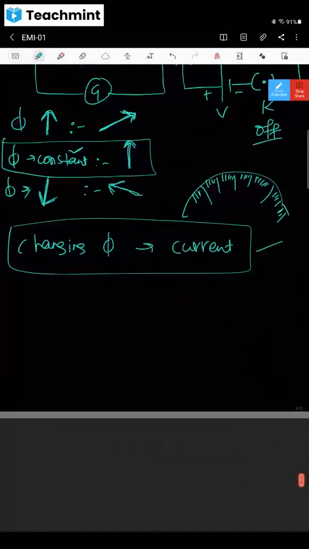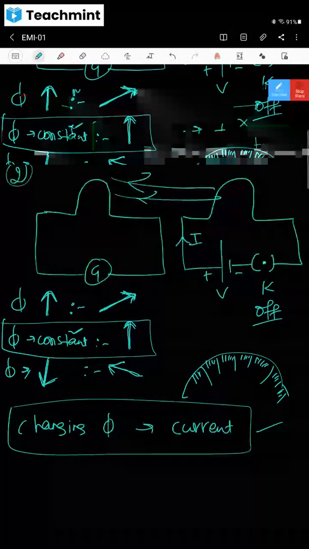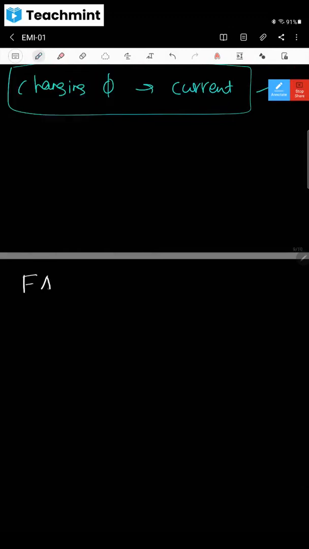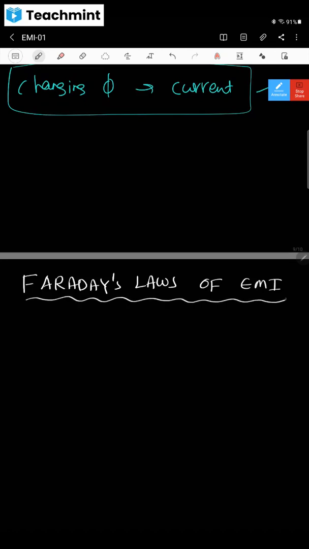Okay. So right now we have come to Faraday's laws of electromagnetic induction. Everybody can put the heading. What is that heading? Faraday's laws of electromagnetic induction. So what are Faraday's laws of electromagnetic induction?